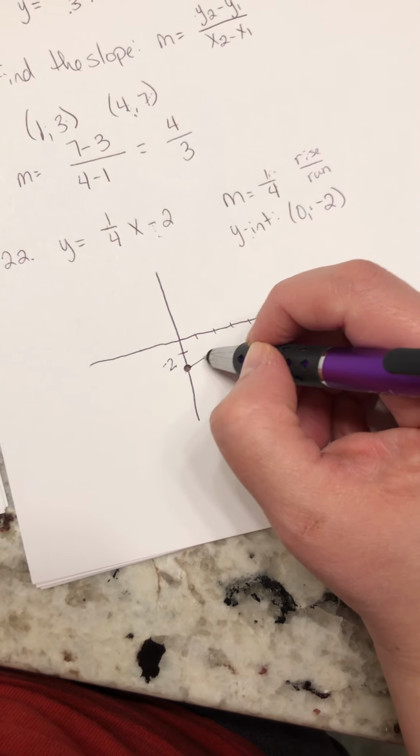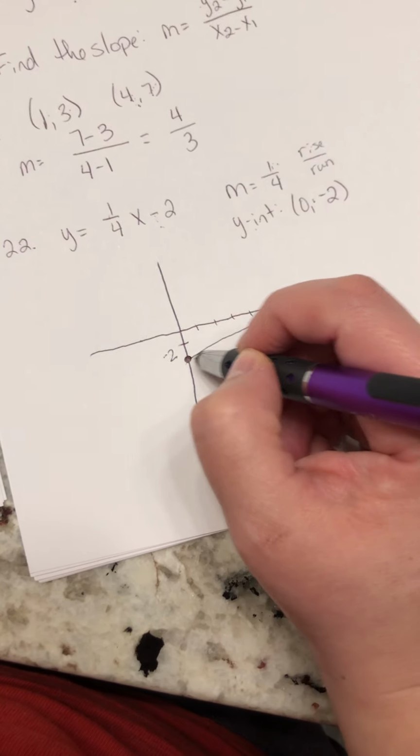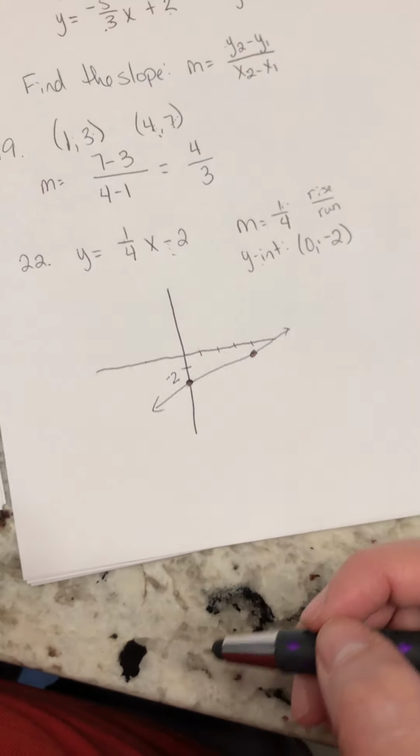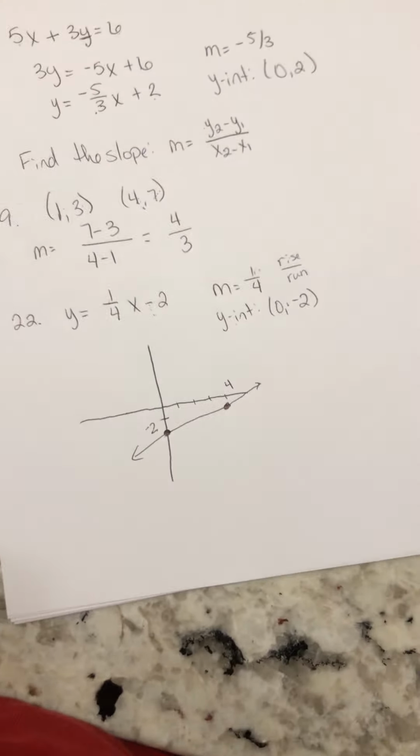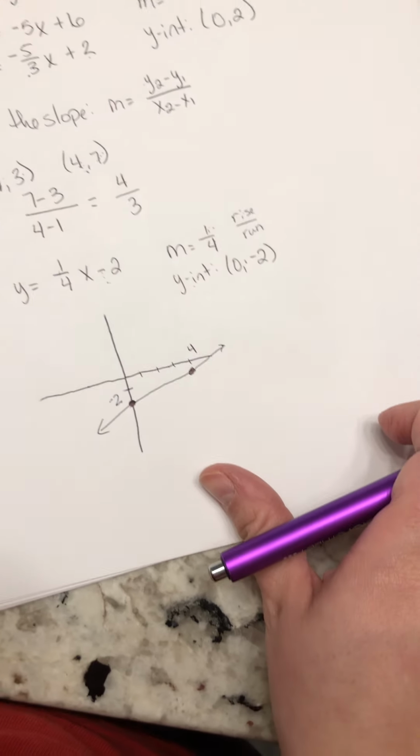And I'm going to connect those. Oh, it's crooked, but that's okay. With a line, sort of. It's a crooked line, but that's okay. I don't grade based off just how it looks.